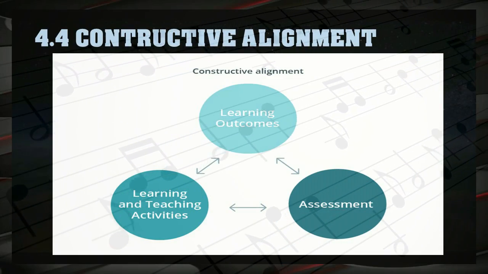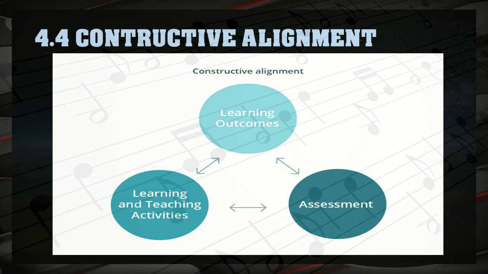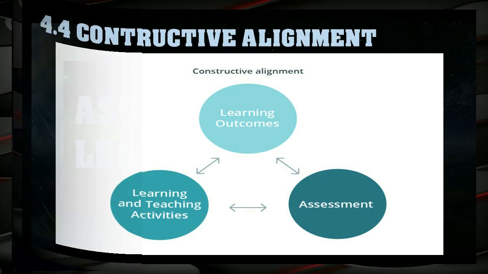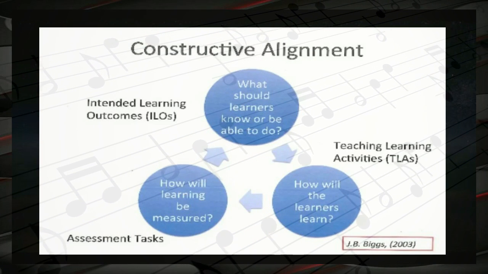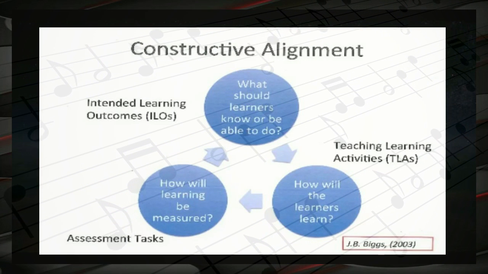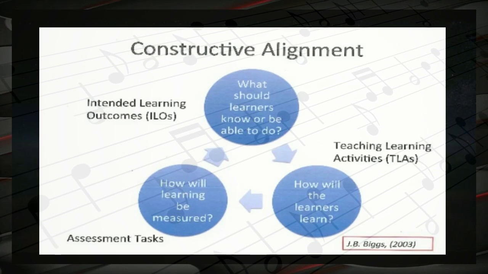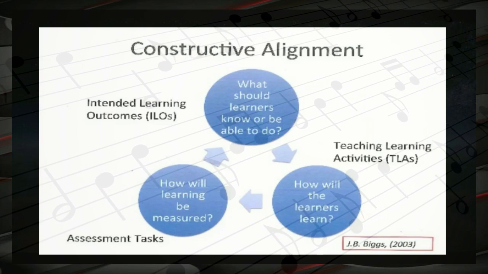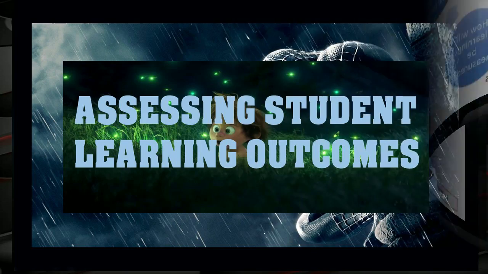This is now the constructive alignment. It's composed of learning outcomes, learning and teaching activities, and assessment. This will be the constructive alignment for the intended learning outcomes, ILOs. Means that what should learners know or be able to do. Then we have teaching learning activities, TLAs. How will the learners learn? Then we have the assessment tasks. How will learning be measured?